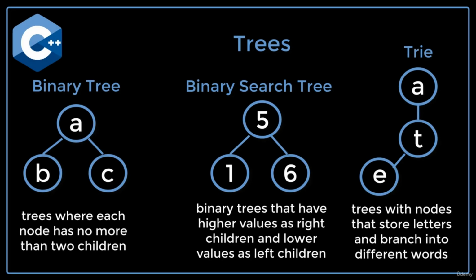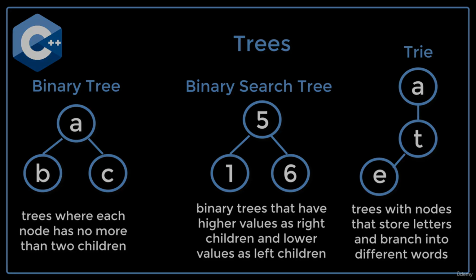There are many types of trees in computer science, including binary trees, trees where each node has no more than 2 children, binary search trees that have higher values as right children and lower values as left children, and tries, trees with nodes that store letters and branch into different words.